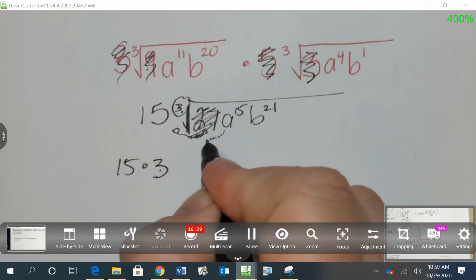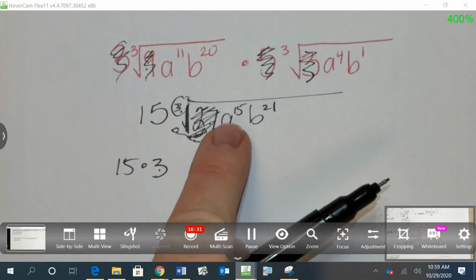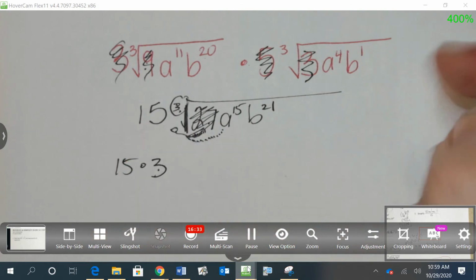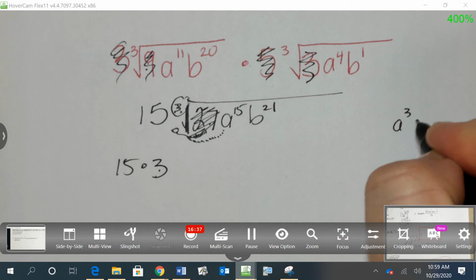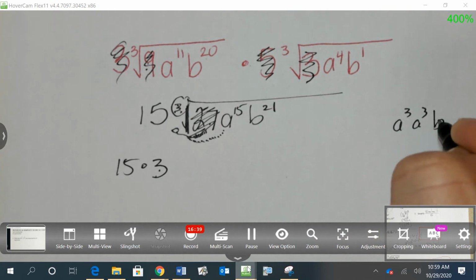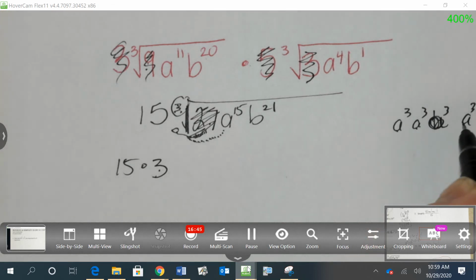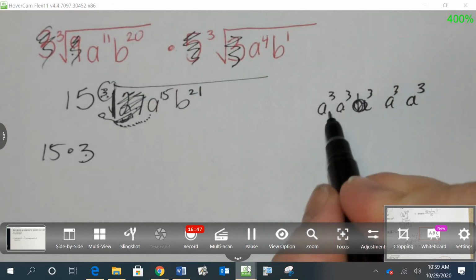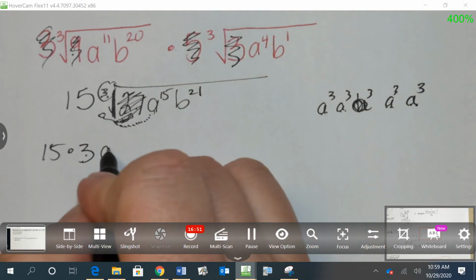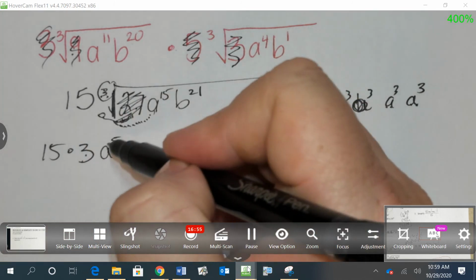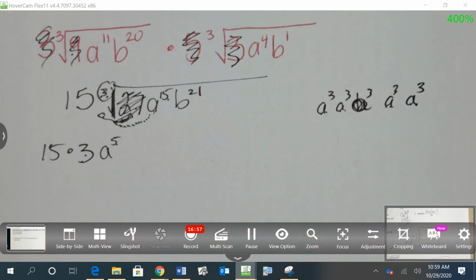A walks over and says, hey, can I get out? And 3 says, well, just a second, let me check. I have to do groups of 3 now. 3, 6, 9, 12, 15. 1, 2, 3, 4, 5. There's 5 groups. Yep, you can get out. So A comes out and becomes A to the 5th. And how can we check? 5 times 3 is 15.